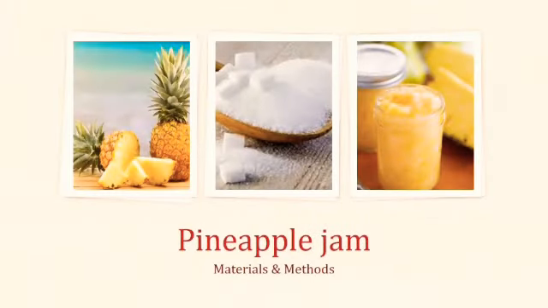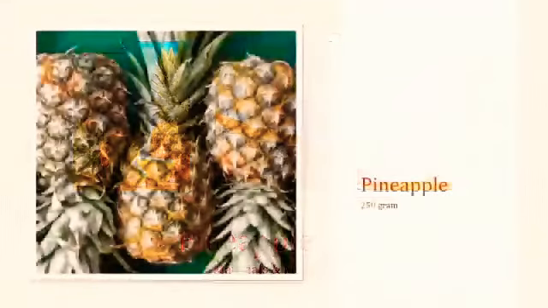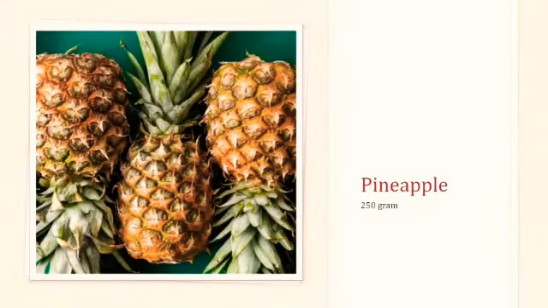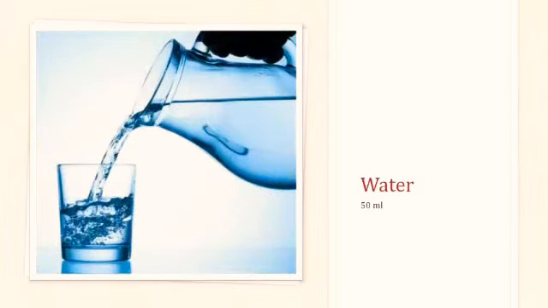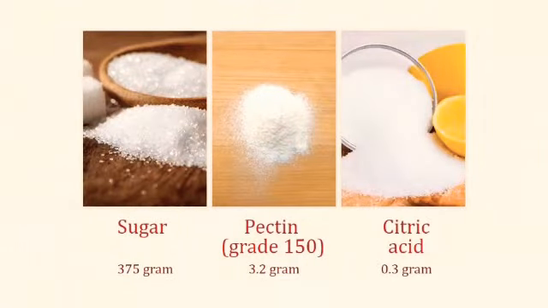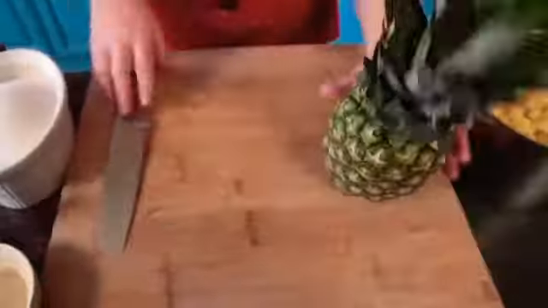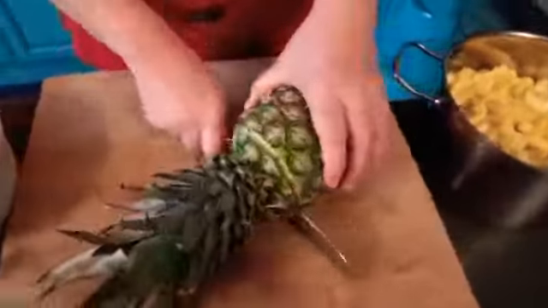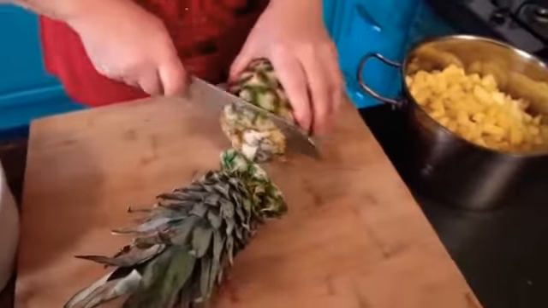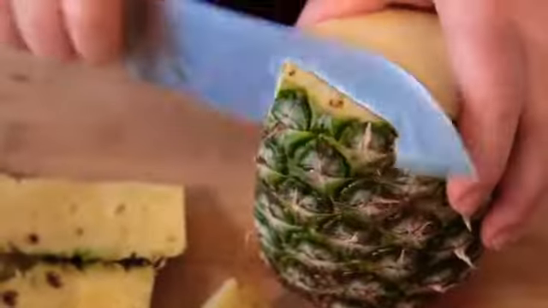Next, continue with materials and methods for making pineapple jam. First, we need pineapple 250 gram for each treatment, water 50 ml, sugar 375 gram, pectin 3.2 gram and citric acid 0.3 gram. Here is the method to make the jam. First, peel off the skin of the fruits and cut the flesh into small cubes.